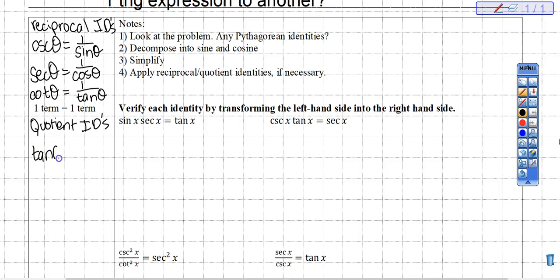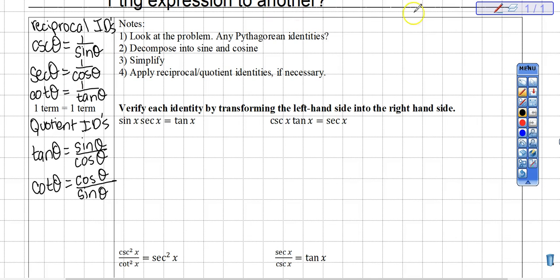Tangent of theta equals, as a quotient in terms of sine and cosine, sine of theta over cosine of theta. And the other one is the cotangent, in quotient identities, cosine over sine. And that's because they're reciprocals, correct? All right. And we would use those to help us decompose into sine and cosine so that our map of our problem isn't so crazy convoluted and hard to solve.